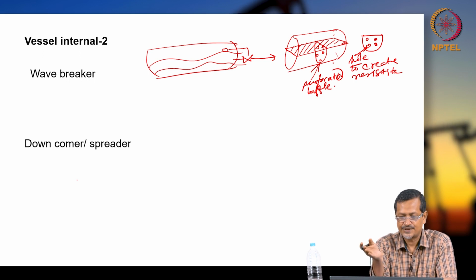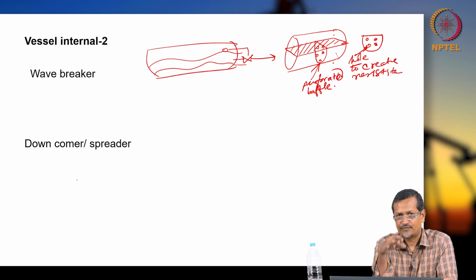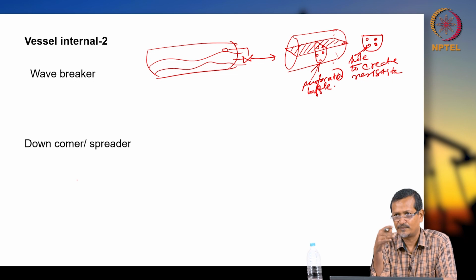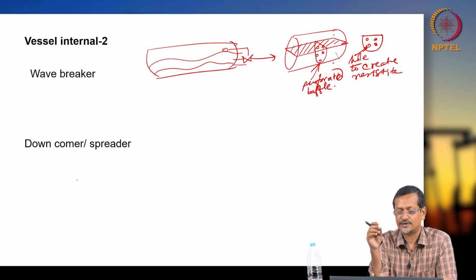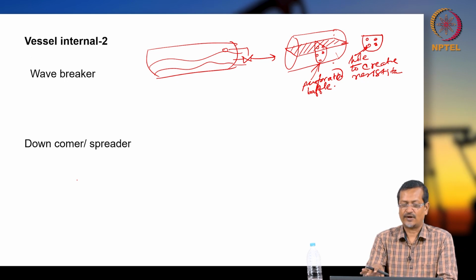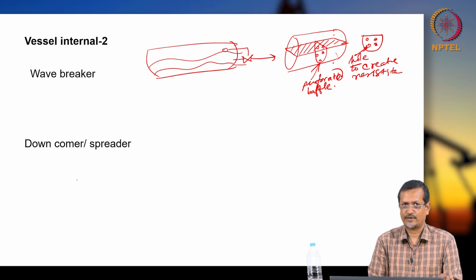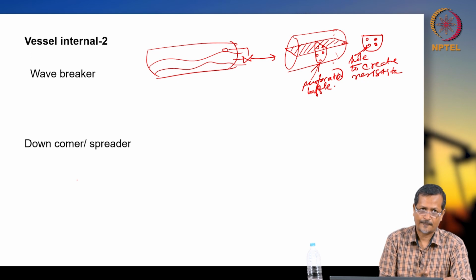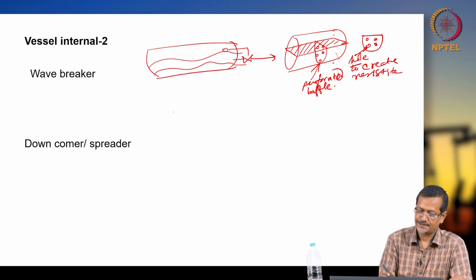If there is a level switch or anything, and wave is there, things will not work, or it will give a wrong signal to your sensor, or the oil line will give water, the water line will give oil. So many such issues will come up. So you have to put a wave breaker to reduce waves. Okay, next thing is the downcomer.